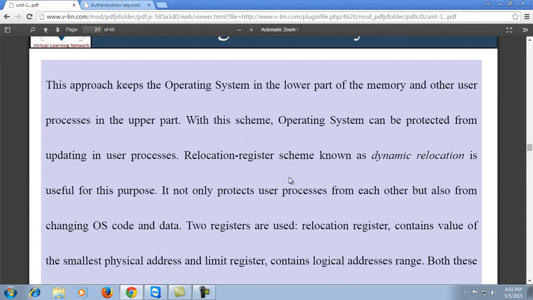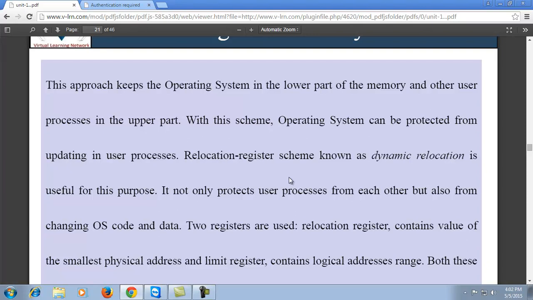Single partition system. This is the approach of operating system in the lower part of the memory and other user processes in the upper part. With this scheme, the operating system can be protected from being updated by user processes. User processes are not able to update the operating system because it is a single operating system handled by a single scheme, and a single user operates a number of tasks on this system.